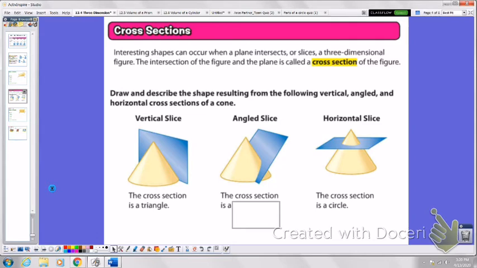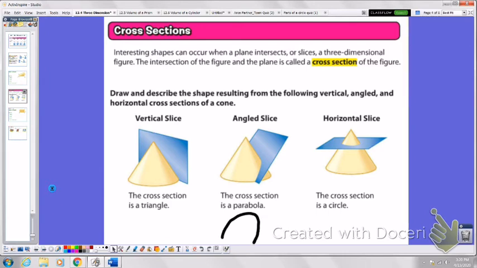Now your angled slice, it can be a little tricky because it depends on what angle we are creating the slice at. So if I took an angled slice, as you see in this picture here, the cross section would be a parabola, which if you don't know what a parabola is, it's going to look like this.